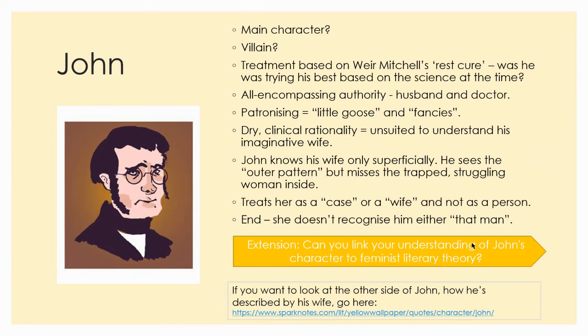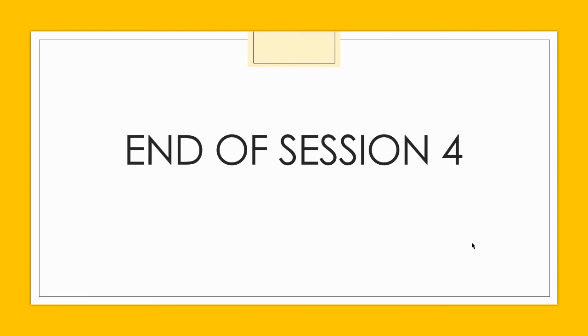And just as an extension to this session, you can go back and think about these bullet points that I put up. Like I said, pause this whenever you want to consider, and we'll go back and use the PowerPoints. I've put this whole PowerPoint in the document section of this work, if you like. But your extension is, can you link your understanding of John's character to feminist literary theory? Have a think about that, and I'll leave that one with you. So that is us looking at John, and that is the end of session 4.